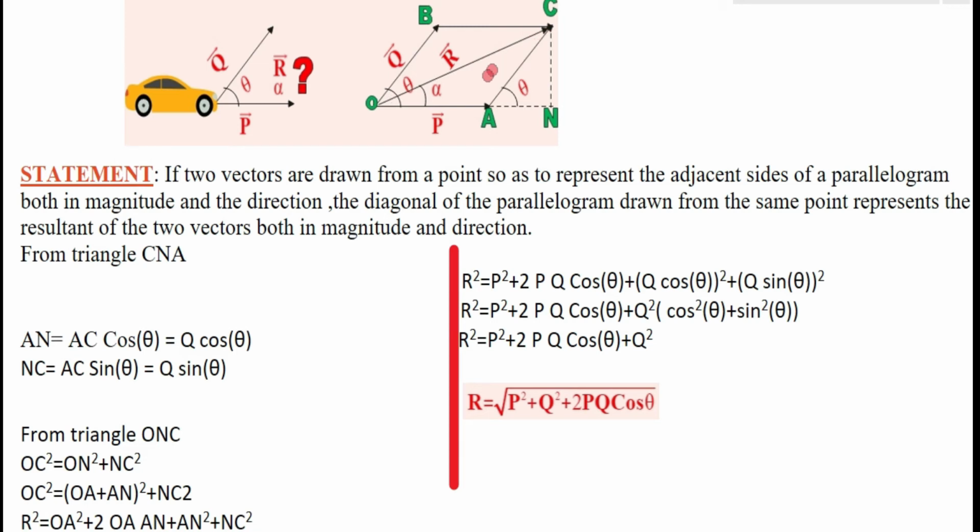Okay, this R bar represents the resultant both in magnitude and direction. And let alpha be the angle made by the resultant with P bar. Once again, I am studying this statement. What does the parallelogram law of vectors state?